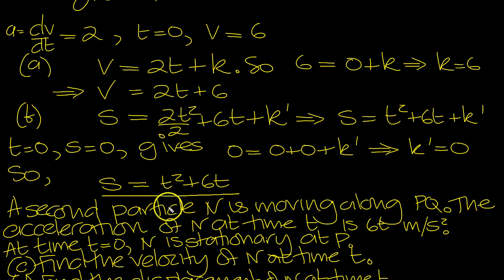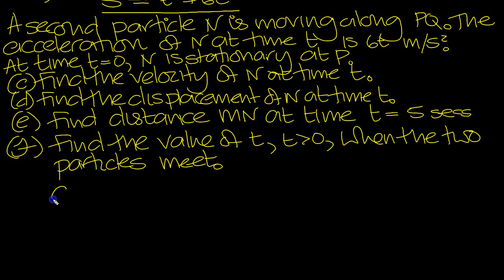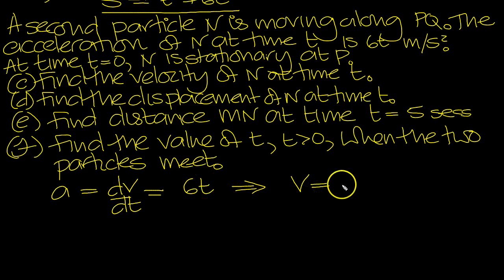There we go. A second particle, that's part C. Second particle n is moving along PQ. The acceleration of n at time t is 6t. So the acceleration is equal to dv/dt, which is equal to 6t. So that tells us the velocity is equal to, raise the power by 1, 6t squared, divided by that number, plus a constant of integration, capital K.